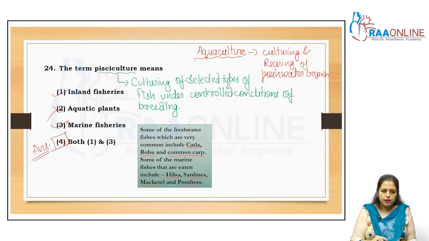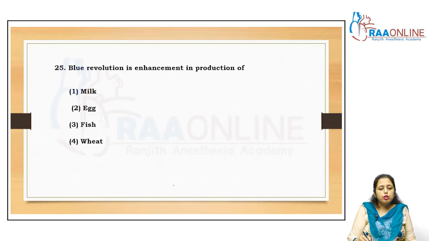Come to the next question: blue revolution is enhancement in the production of milk, egg, fish, wheat. That is related with the fish, right? Blue revolution is actually related with water and aquatic organisms, right? So that is related with the fish. Come to the next question.